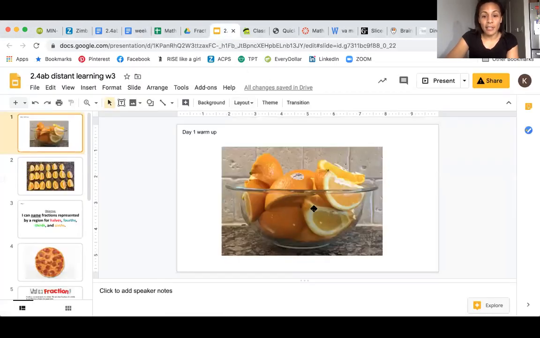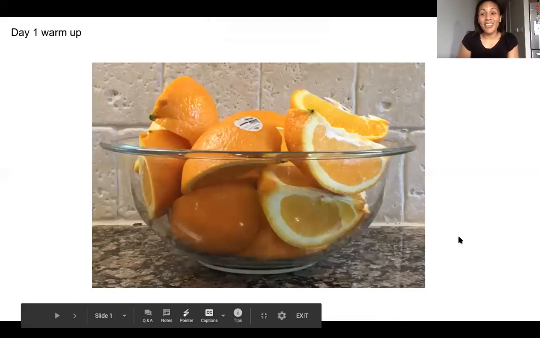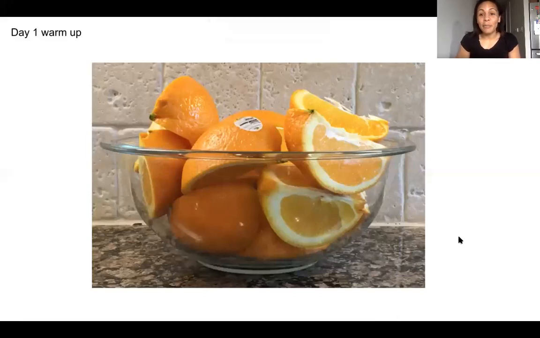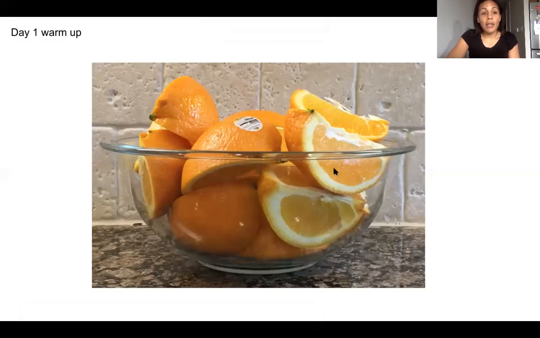All right, let's get started today. We're going to be starting with a little bit of a warm-up. In this warm-up, you are going to see a bowl of oranges. Here they are. In your notebook right now, or on that piece of paper, I want you to tell me, what do you notice? Notice means what you see with your eyes. What do you see? What do you notice? Write that down in your notebook.